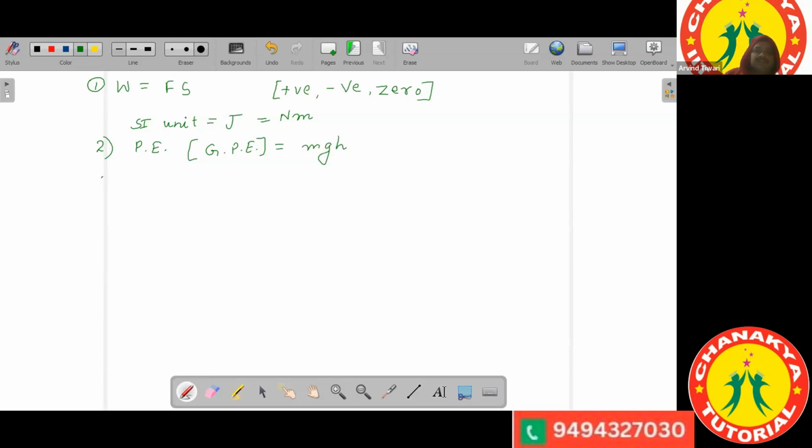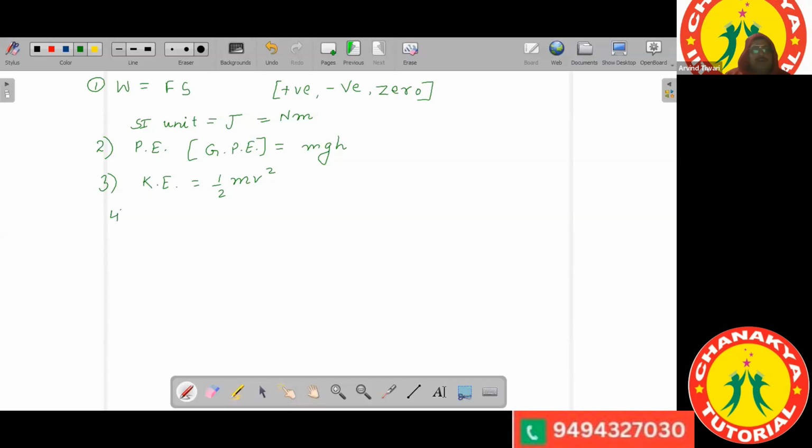Okay. Then the third one, we did about the kinetic energy. And the formula of kinetic energy was equivalent to 1 by 2 mv squared, where m is the mass of the particle and v is the velocity, right? So it's 1 by 2 mv squared, that is the kinetic energy.